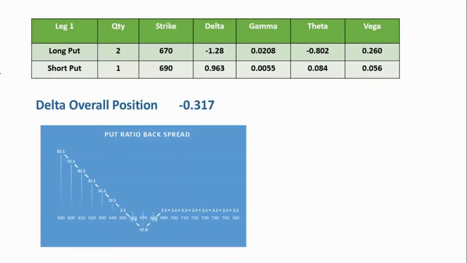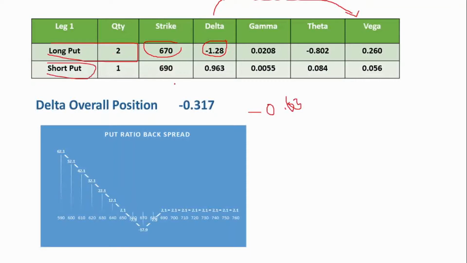So as we know, we initiated two long puts with a strike price of 670. So what are the delta, gamma, theta, and vega? The Greeks are very important, and they play an important role in our option premium. These are the deltas for the two long puts. Actually, we had a delta of around 0.63. Since we bought two quantities, our delta would be minus 1.28.